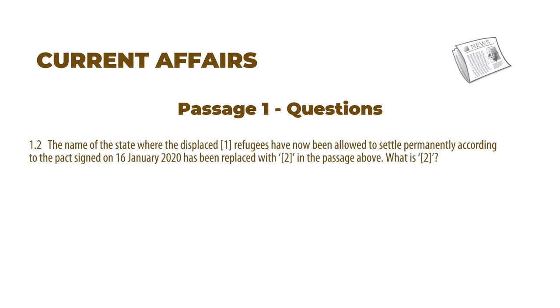The name of the state where the displaced blank refugees have now been allowed to settle permanently according to the pact signed on 16th January 2020 has been replaced with blank in the passage above. What is blank? Your options are A. Tripura, B. Manipur, C. Meghalaya, or D. Assam. The correct answer is A.